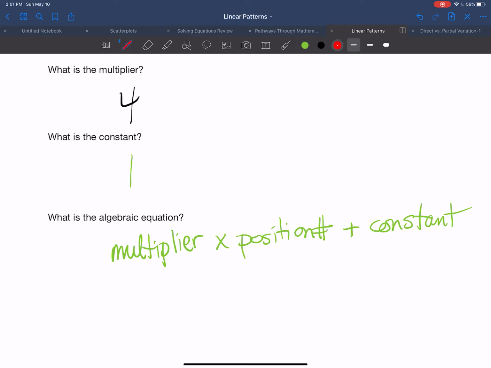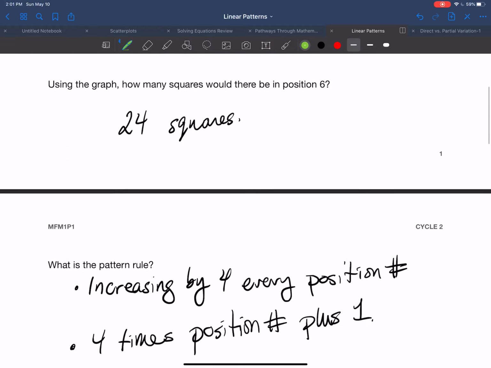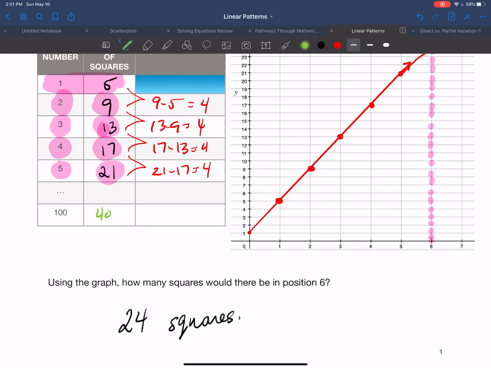So in this case, our multiplier is 4. Our position number, say n, plus 1. So now if we want to figure out what it would be in the 100th position, I would say 4 times 100 plus 1. So 401. So go back to your table and say 401.